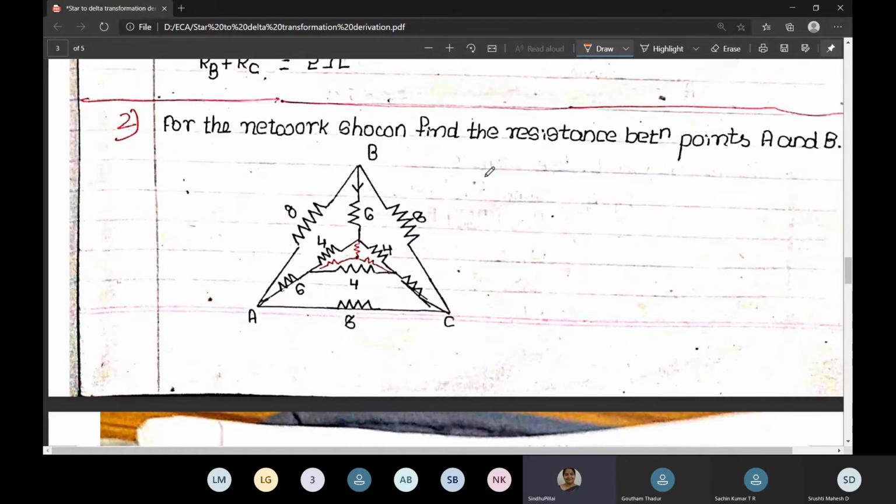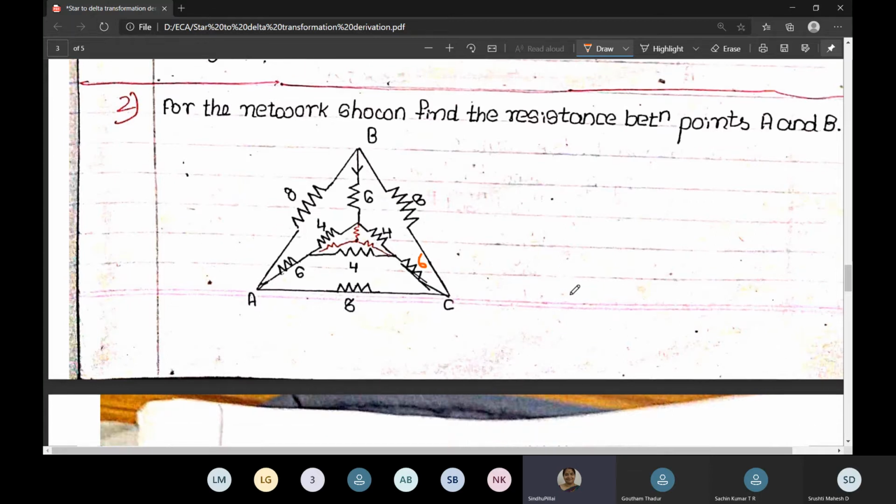So first what we'll do, see, this is 6, I have not written it as 6. Okay. Now first this delta is there, this 4, 4 and 4, that has to be converted to star. That star network I have written in the middle. So this 4, it has to be converted to star. So how to convert it into star? So we want star network. So what is the formula for star network?